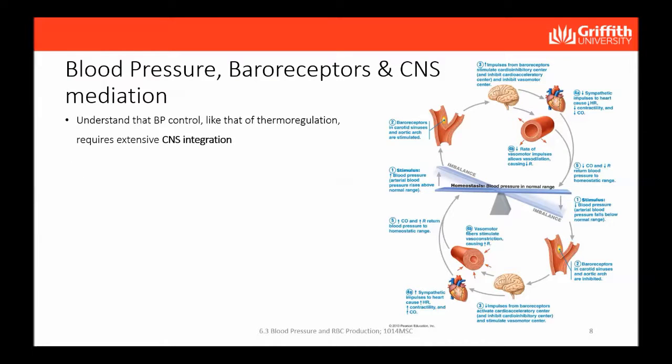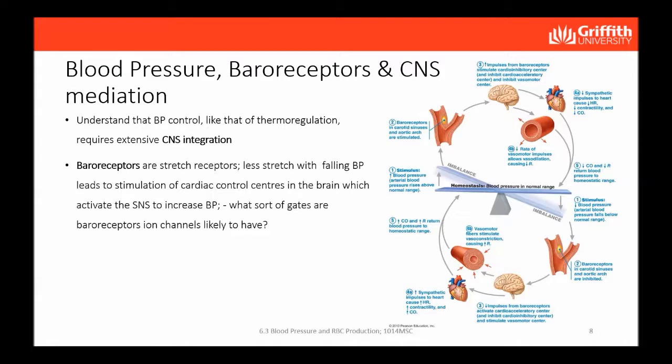Blood pressure control, like thermoregulation, requires extensive central nervous system integration. Several clusters of neurons in the brain act together to regulate blood pressure by altering cardiac output and blood vessel diameter. Baroreceptors are pressure-sensitive receptors that respond to changes in arterial pressure and stretch. When the arterial blood pressure rises, it activates the baroreceptors in the vessel walls, which sends impulses to the brain.